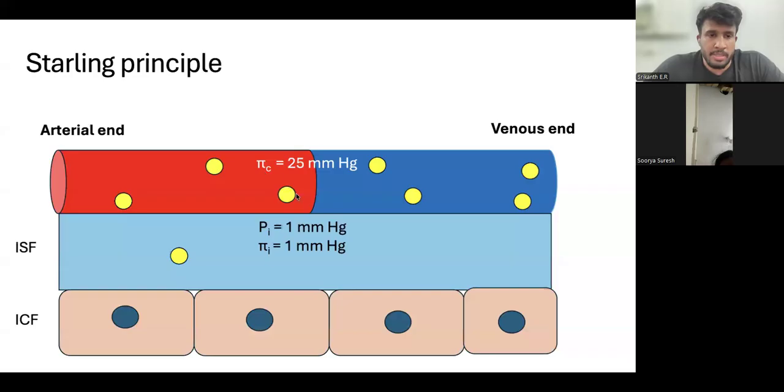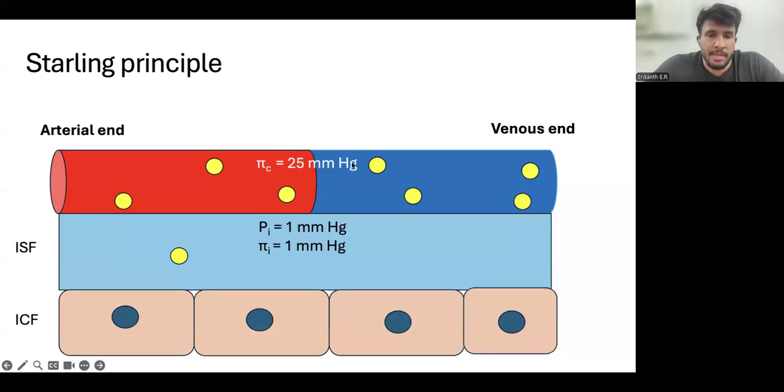So, what does the Starling principle state at the capillary level? Our blood has a fixed amount of albumin, so the oncotic pressure is fixed in the body. It's around 25 millimeters of mercury. The interstitial hydrostatic pressure and oncotic pressure are very minimal. As per the traditional classical Starling definition, it's close to 1 millimeter of mercury. So both of them cancel each other out. The only thing which will determine whether filtration or absorption is happening is the pressure at the arterial and venous end of the capillaries.